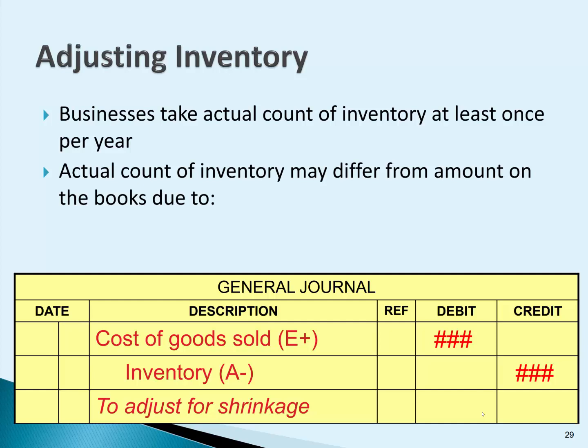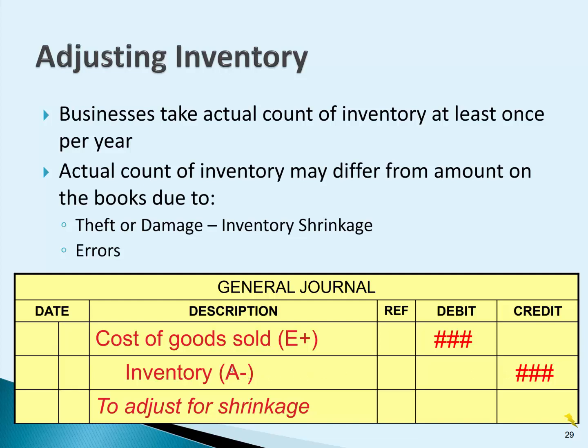Well, there could be other reasons why our inventory amount could be wrong. We could have accounting errors. We could also have theft or damage, and this is called inventory shrinkage. So those are the main reasons why we still need to count inventory at the end of the period. And when we do, if inventory is not accurate, if anything, it's going to be smaller than we thought.